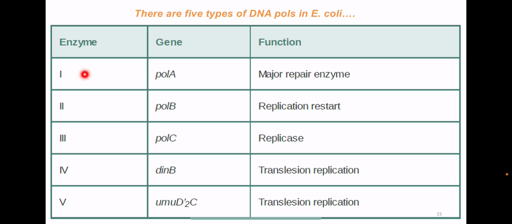Okay, so pol 1, polymerase 1, is not entirely but majorly a repair enzyme. Okay, we are going to look at them individually as well. Pol 2 is for replication restart, and pol 3 is mainly a replicase. Okay, so it plays a role mainly in replication, and pol 1 mainly as a repair enzyme.